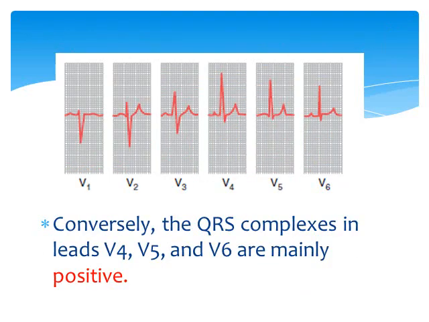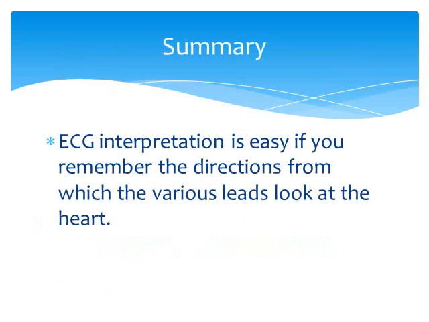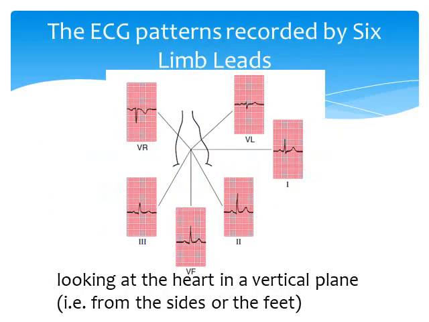Conversely, the QRS complexes in leads V4, V5 and V6 are mainly positive because the chest electrodes in these leads are nearer to the heart apex, which is in the direction of electropositivity during most of the depolarization. So, in summary, ECG interpretation is easy if you remember the directions from which the various leads look at the heart.